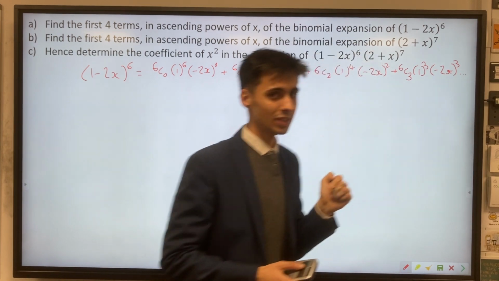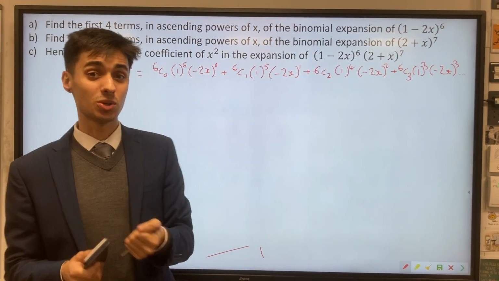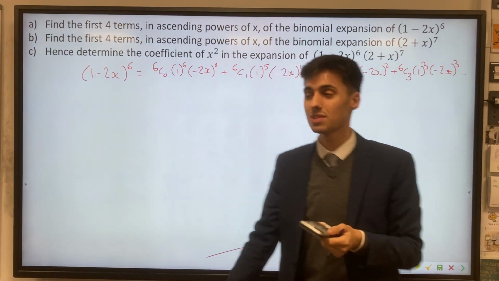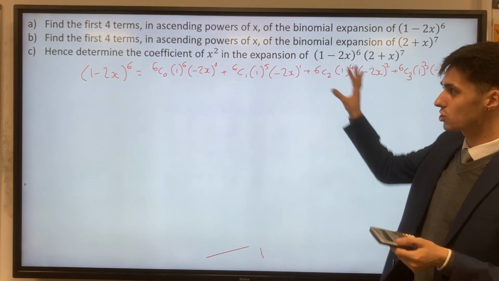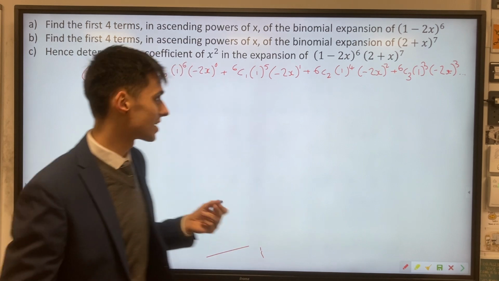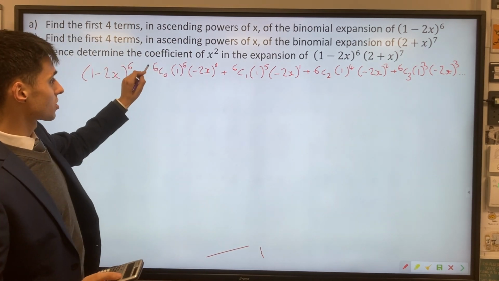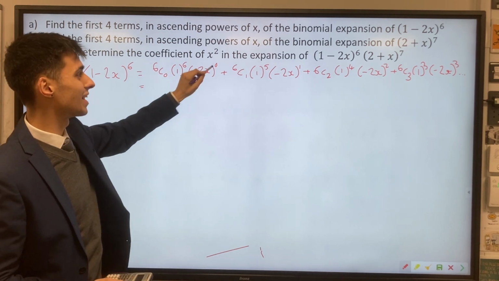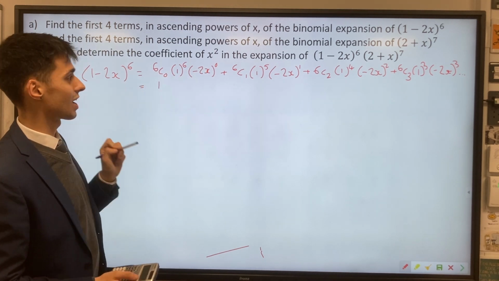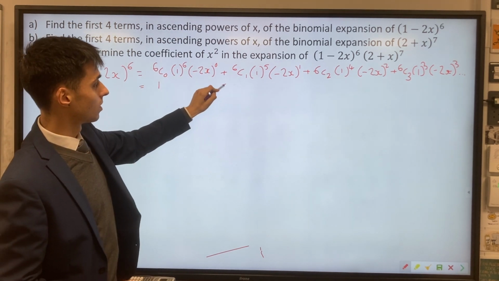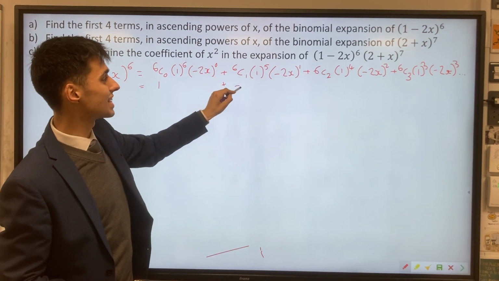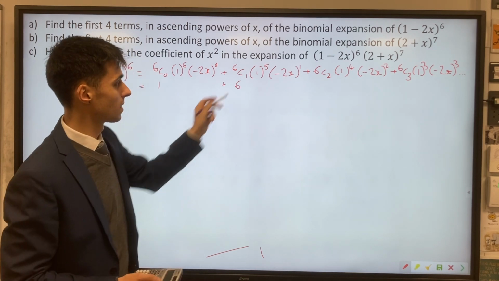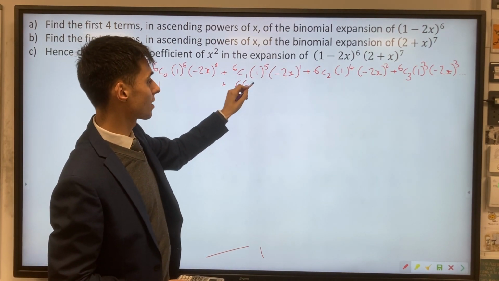So I'm actually going to leave it there because in our question, we are always just worried about the first 4 terms in ascending powers of x. So we're just doing those ones. Let's simplify this afterwards then. So 6 choose 0 is 1, 1 to the power of 6 is just 1, and anything to the power of 0 is 1. So we'll just have 1 here. Our next term, 6 choose 1 is just 6. The power of 1s we can always ignore. And then we've just got minus 2x.